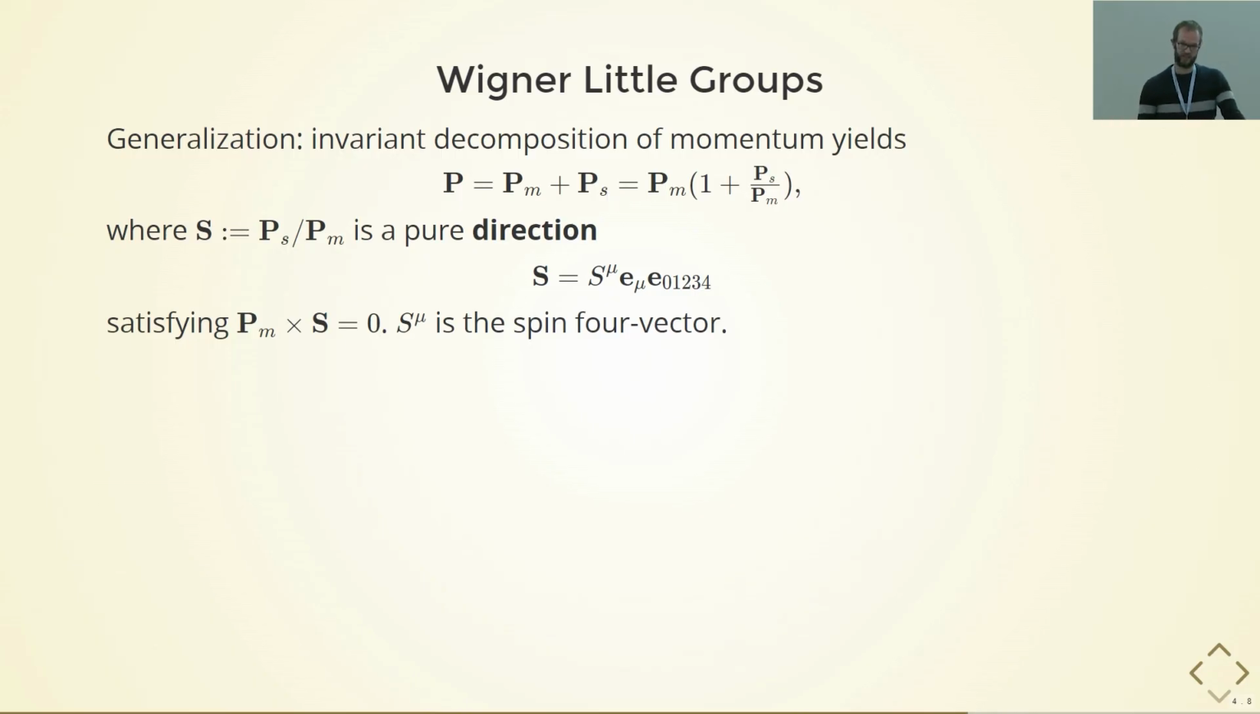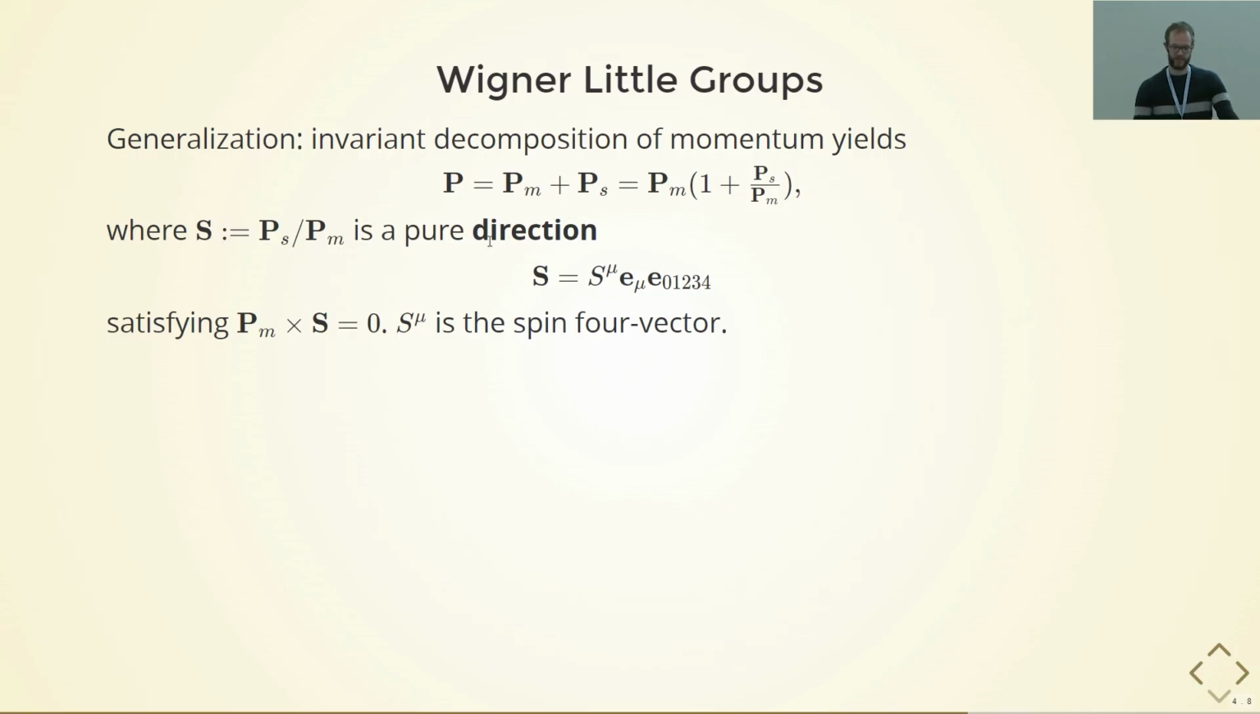Just like it does, in a sense, in the 3D case. So if I now want to find out what the behavior of this PS is, I do one simple thing. I take PM outside of the brackets. So I'm left with 1 plus PS over PM. And then I have to explore what is this new quantity PS over PM. So I call that S, capital S.